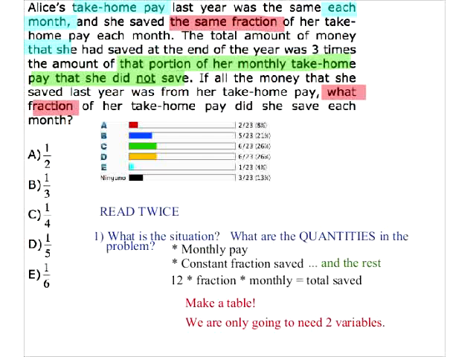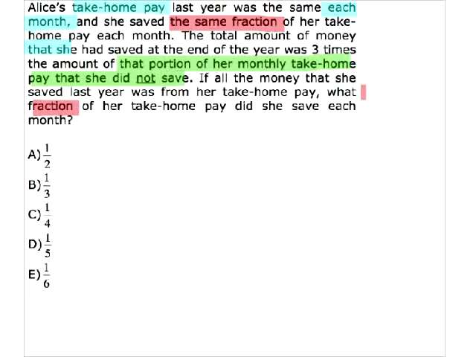Let's try to keep that color coding. Okay, so we have take-home pay per month. We have the amount saved, so the fraction will be F.